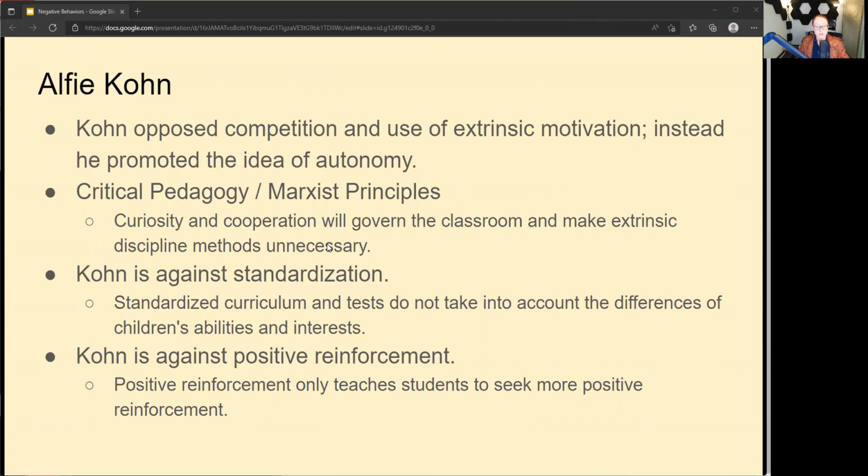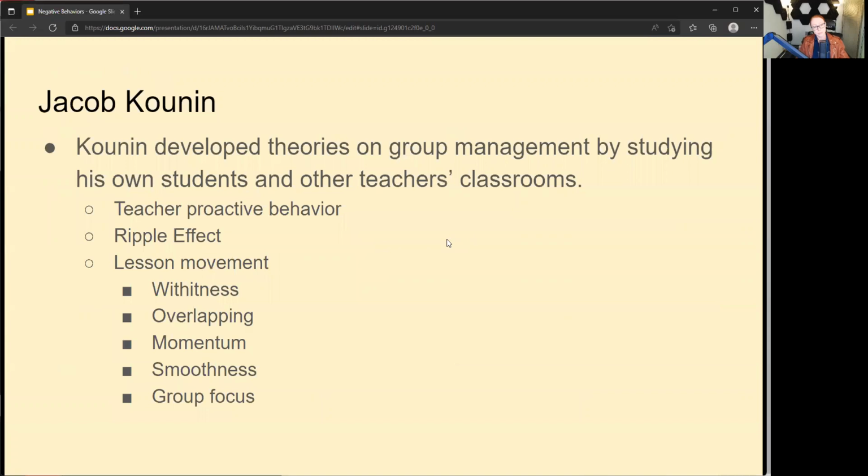Right. So we want to think about how we encourage students and in what way are we encouraging them. And if we're just constantly offering some kind of reward, then it's actually going to have a long-term negative effect on the child.